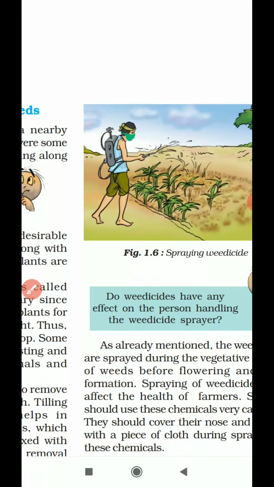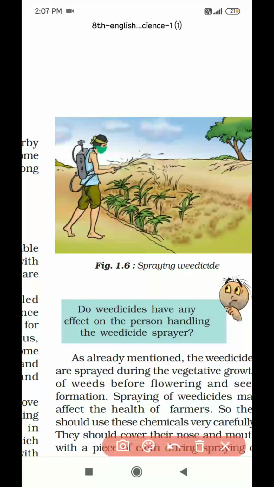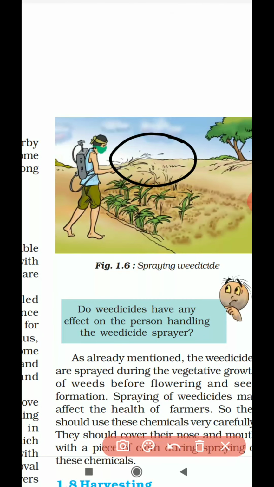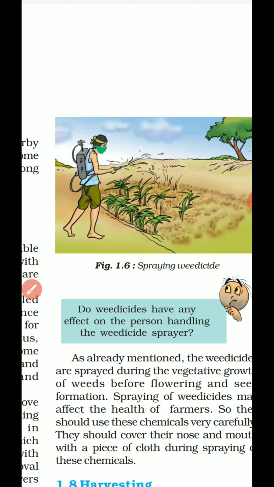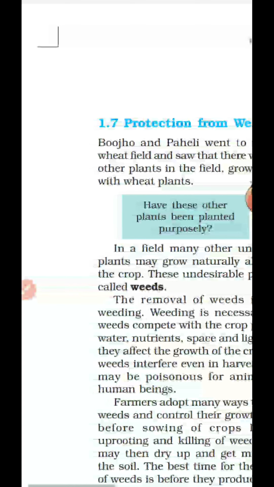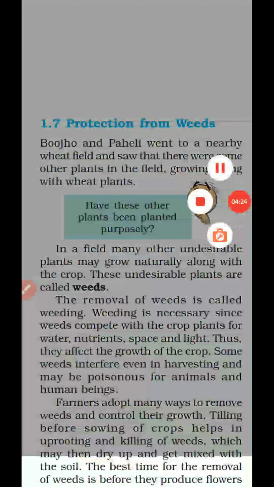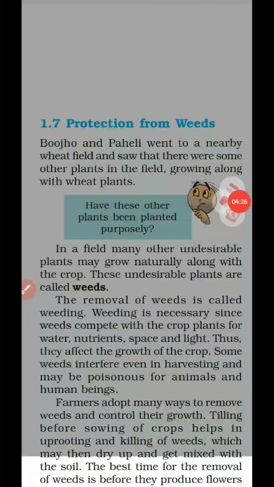A farmer who is going to spray weedicides or 2,4-D weedicide should be very careful and wear a mask, because those chemicals are harmful for humans also. So they should be very precautionary. They have to cover their nose as well as their mouth during the spraying of these chemicals. So this is about protection from weeds. In the next video, we'll be learning about the next agricultural practices.